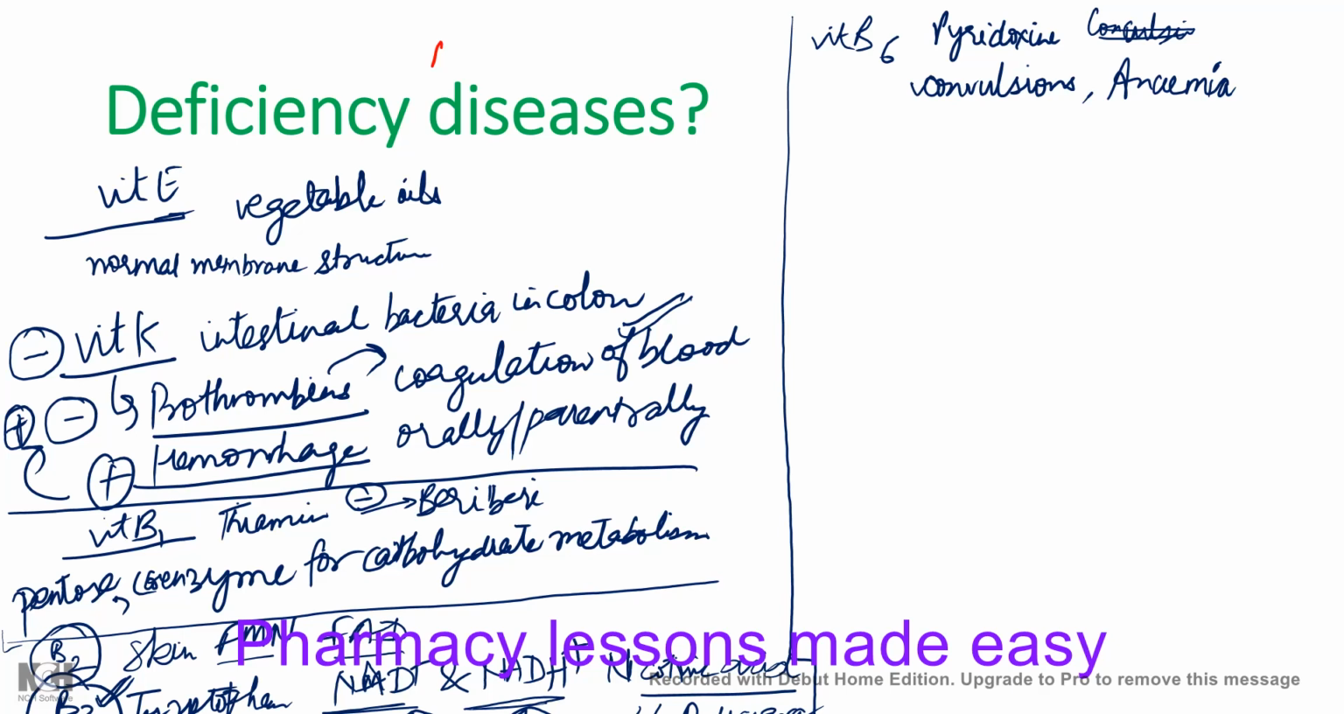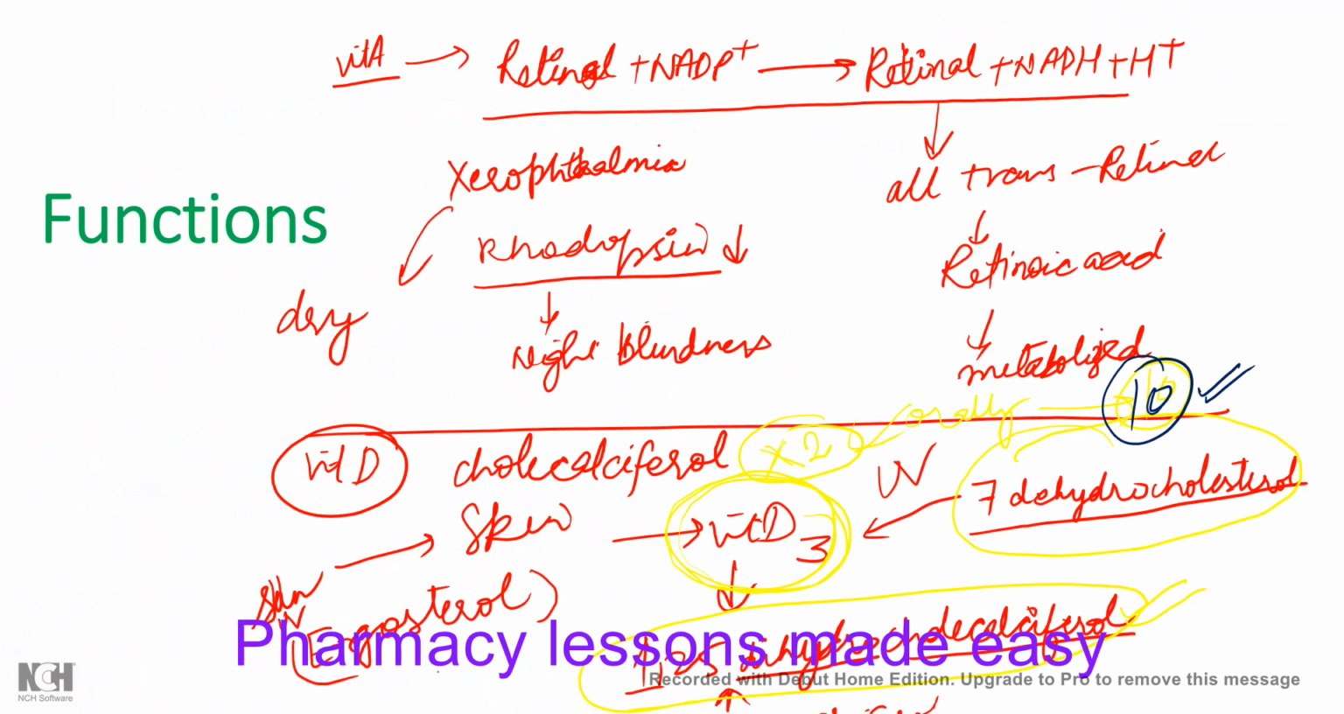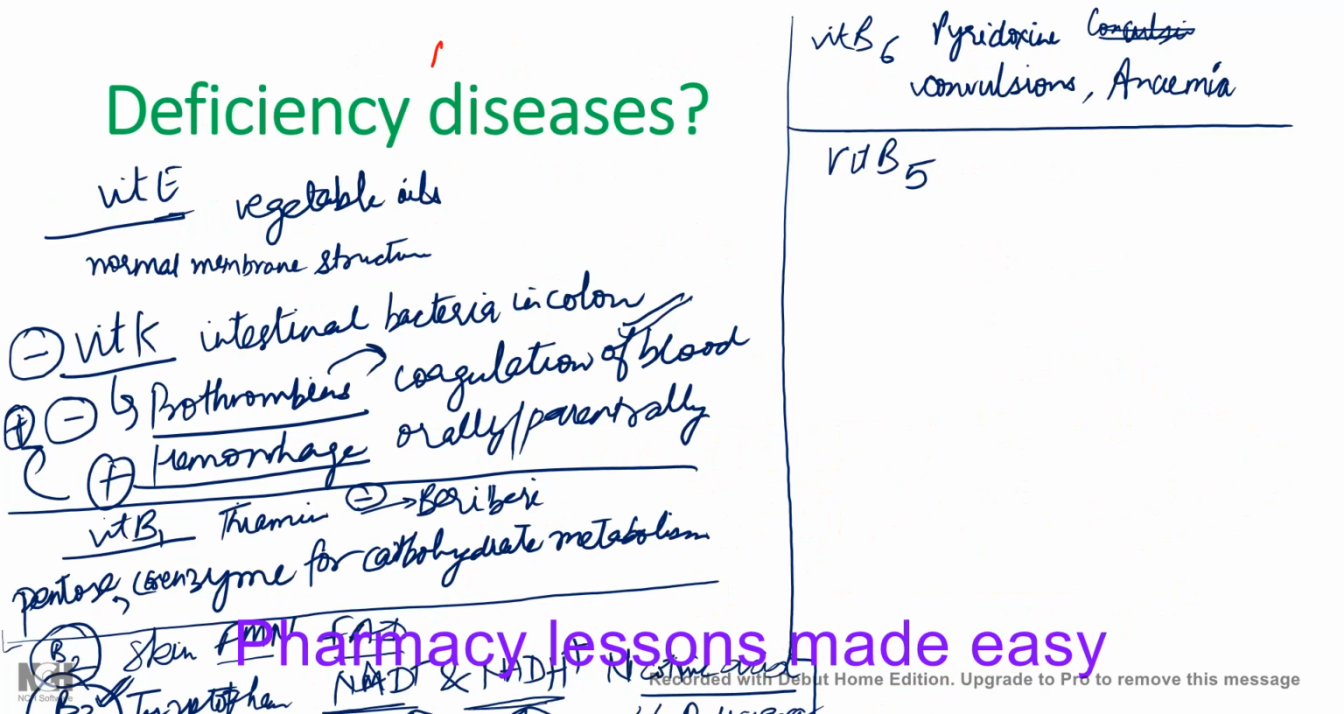Vitamin B5, this is also known as pantothenic acid. Pantothenic acid, this compound has not been shown to cure any specific deficiency disease in man. Okay, and if we talk about vitamin H, this is known as biotin.